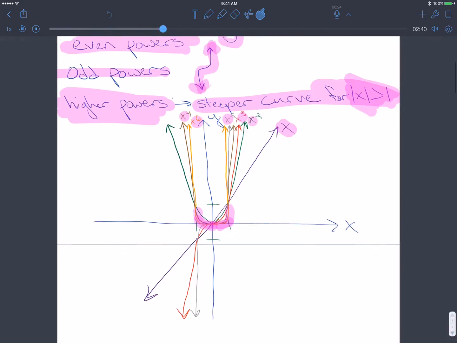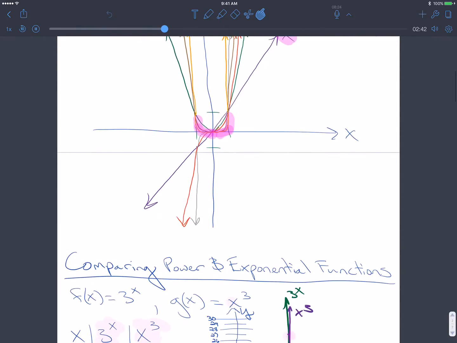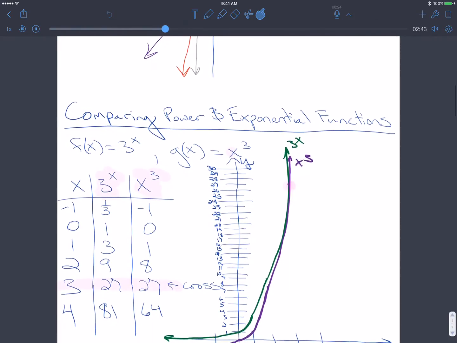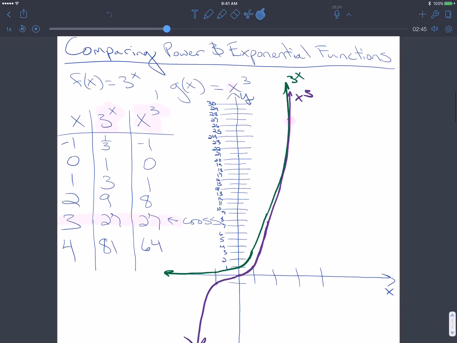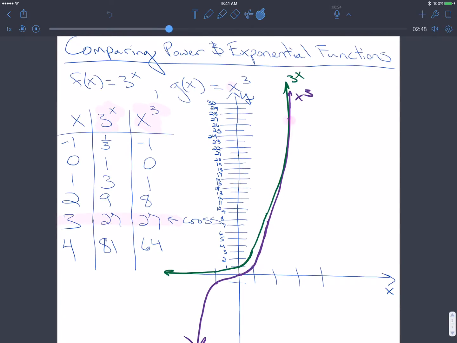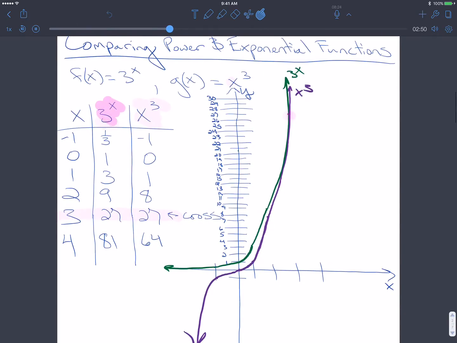A brief comparison of power functions and exponential functions, because you're not really used to seeing how those compare. We compared linear with exponential, but not power. So I've taken 3 to the x and x cubed, and I sketched out some data points here. You can see that they are the same when x is equal to 3, because 3 cubed and 3 cubed, you're going to get the same value. And then I sketched them here. So you can see x cubed has that general shape that we were talking about, where it's negative on the negative side, positive on the positive side.